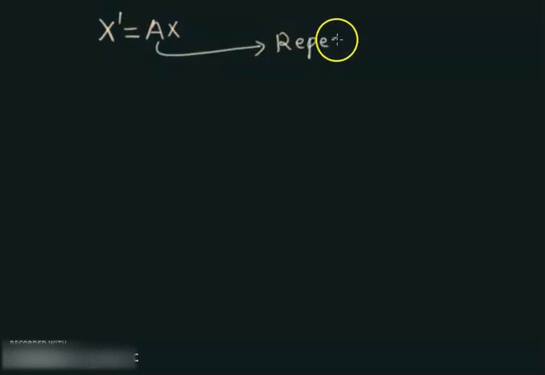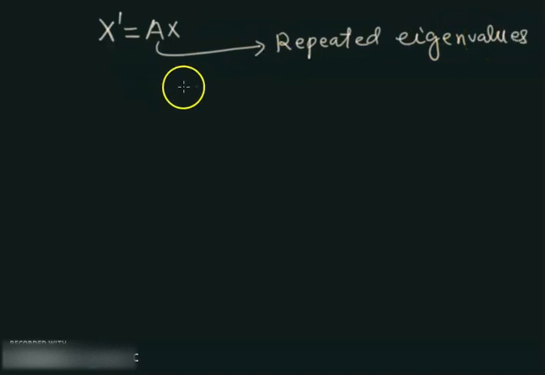Now consider another system x prime equals A x, where what we know about A is that it has repeated eigenvalues. I'll not be bothering about the theory or going into much detail. I'll just let you know that first you will find the lambda, then corresponding to lambda you will calculate v, which is the eigenvector, and with the help of these both, you will solve this system.